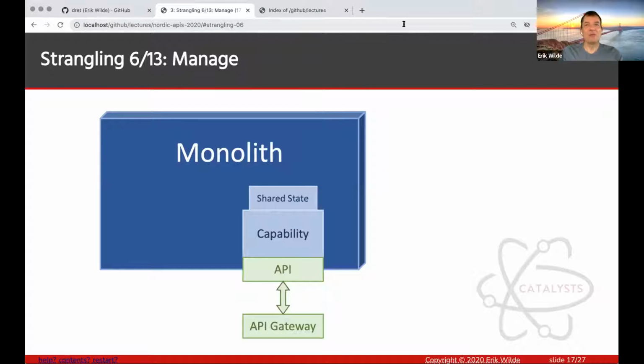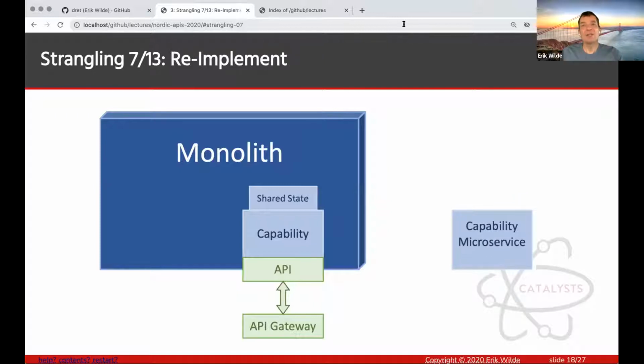So now that we've exposed the API, people can start using this capability through the API. So they can start using it in an abstracted way. And what I can do is, step number 7, start re-implementing that capability in a standalone microservice. So now I start recreating my functionality, maybe even in an improved way. But for now, let's just say we're re-implementing it in some other place. And I can do that because I have understood what I'm doing there. I've identified my domains, and I can create a new implementation.